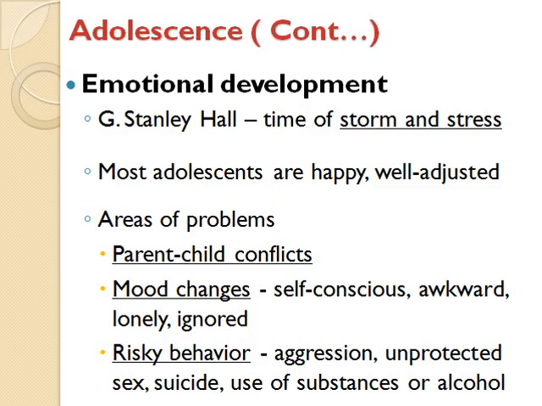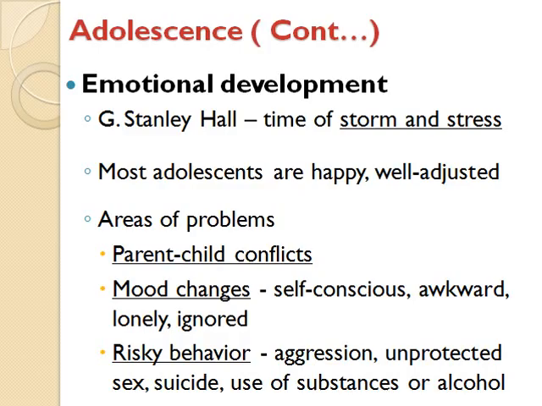The first one is parent-child conflicts. The parents will always want the children to obey them. When the children start to disobey, the parents will start to worry, and they will try to compel or force the child to listen to them. As a result, there will be a conflict between the parent and child.